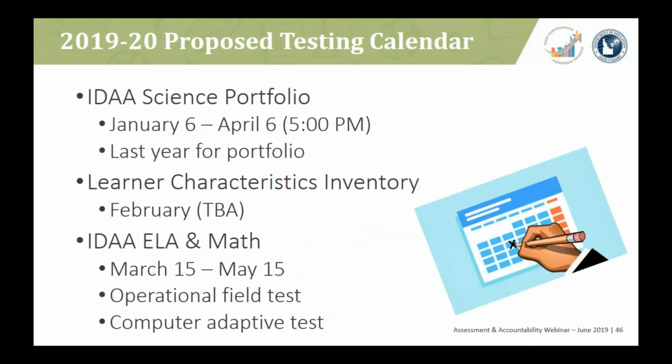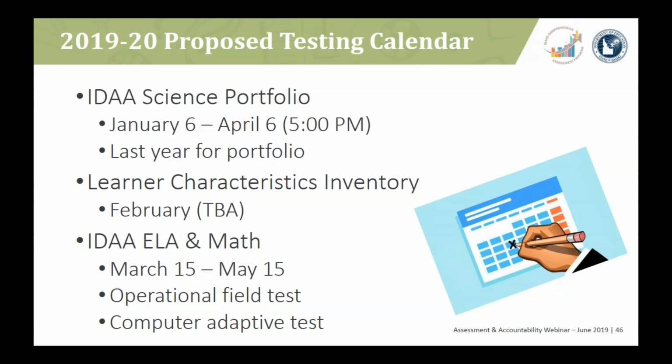Finally, the proposed testing calendar for alternate assessments. The science portfolio will open on January the 6th and goes through 5:00 p.m. on April the 6th. This is the last year we expect to be using the portfolio. There will be no changes to the science portfolio next year.